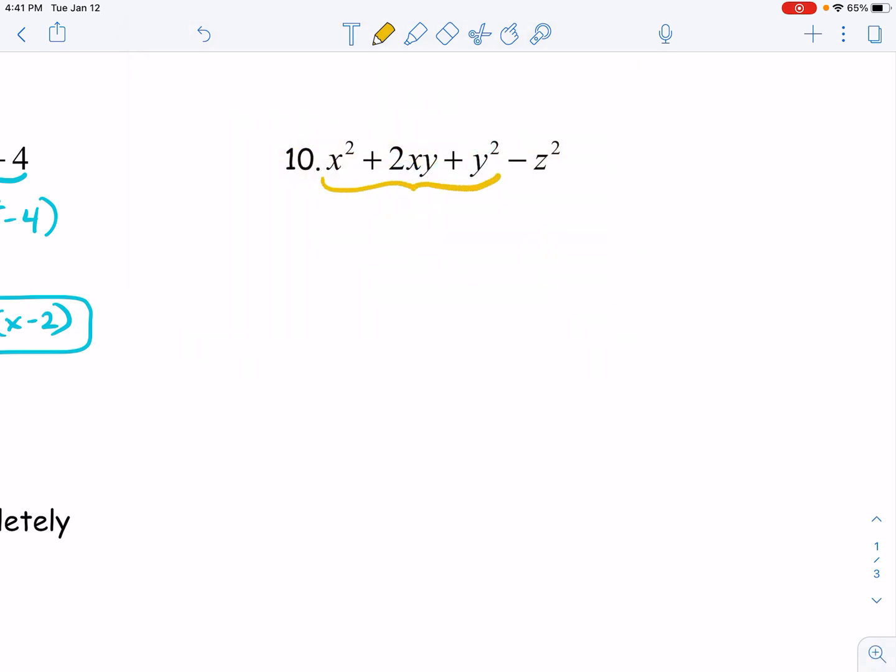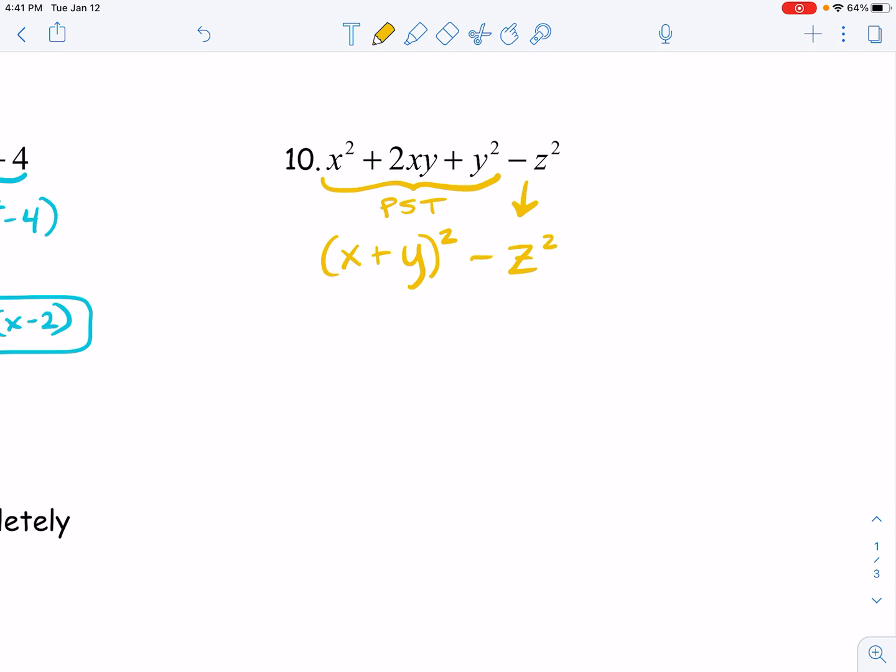That is a perfect square trinomial. That is like the straight up definition of it. So that factors into the square root of the first, the square root of the last, the sign of the middle, squared. Then I'm just going to drop this guy down, minus z squared.